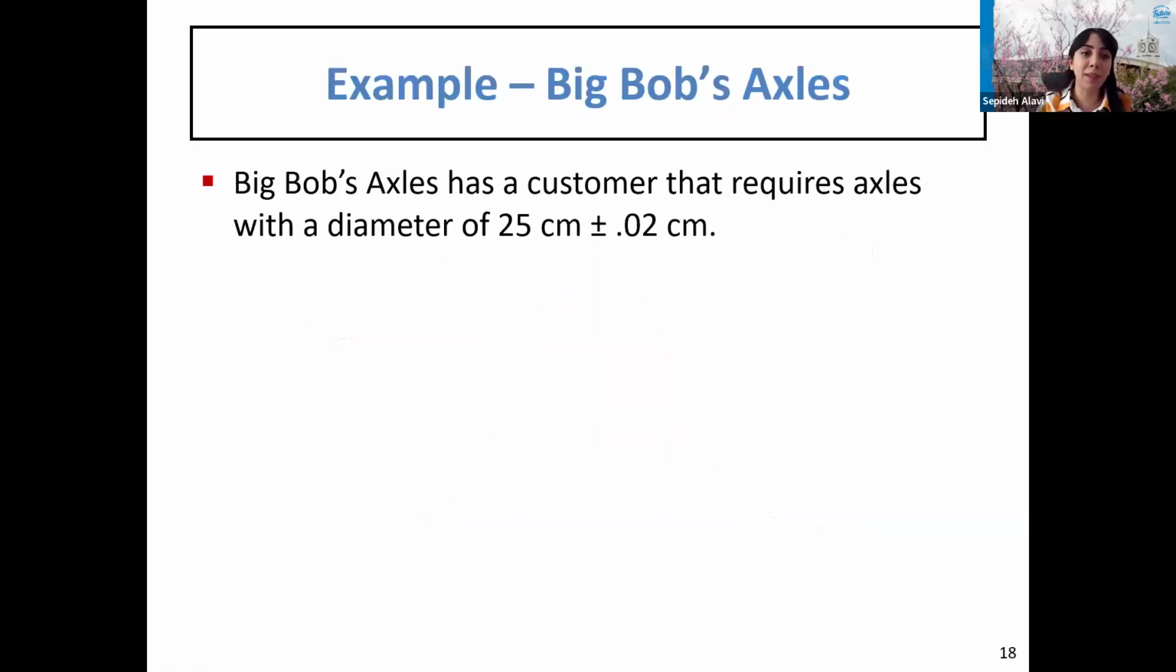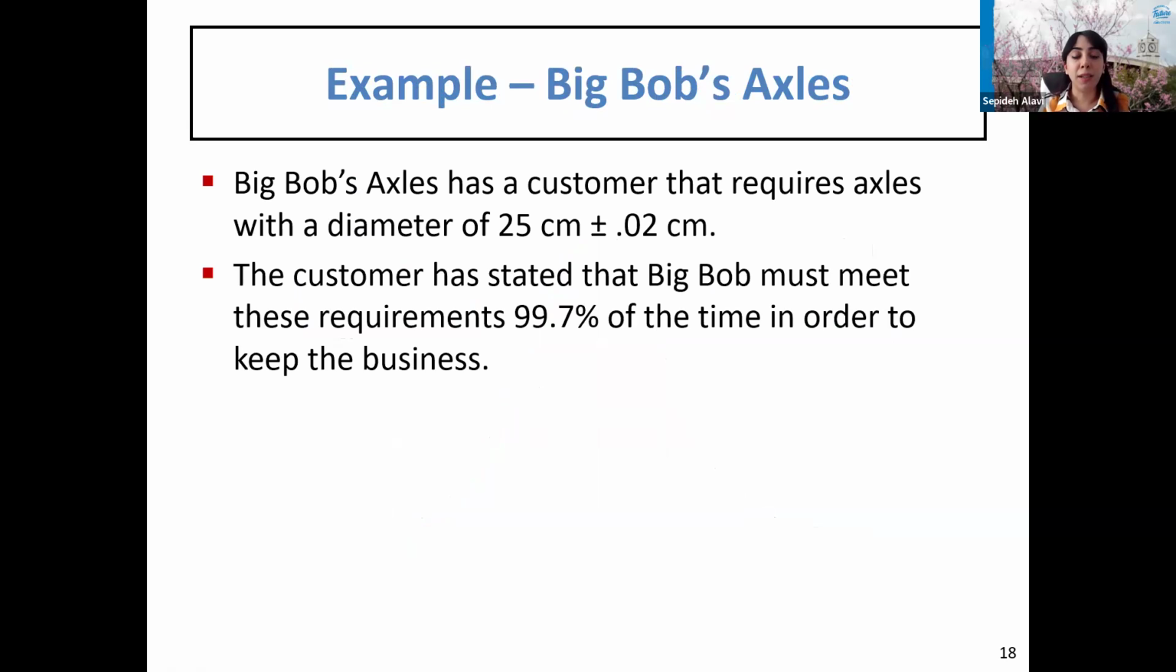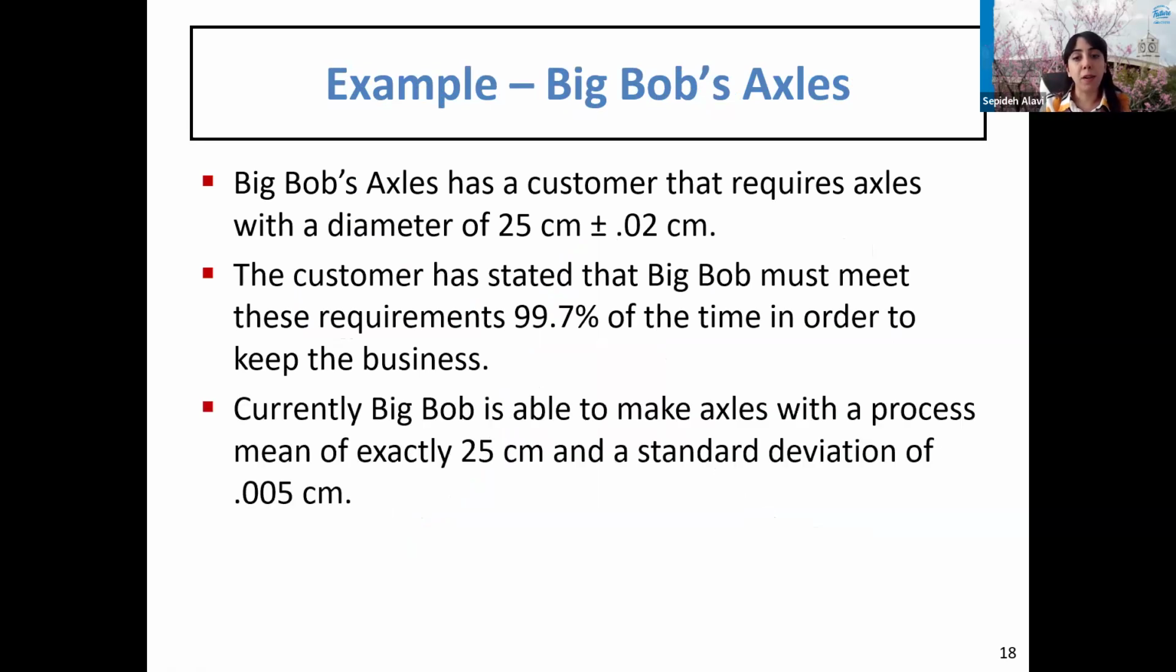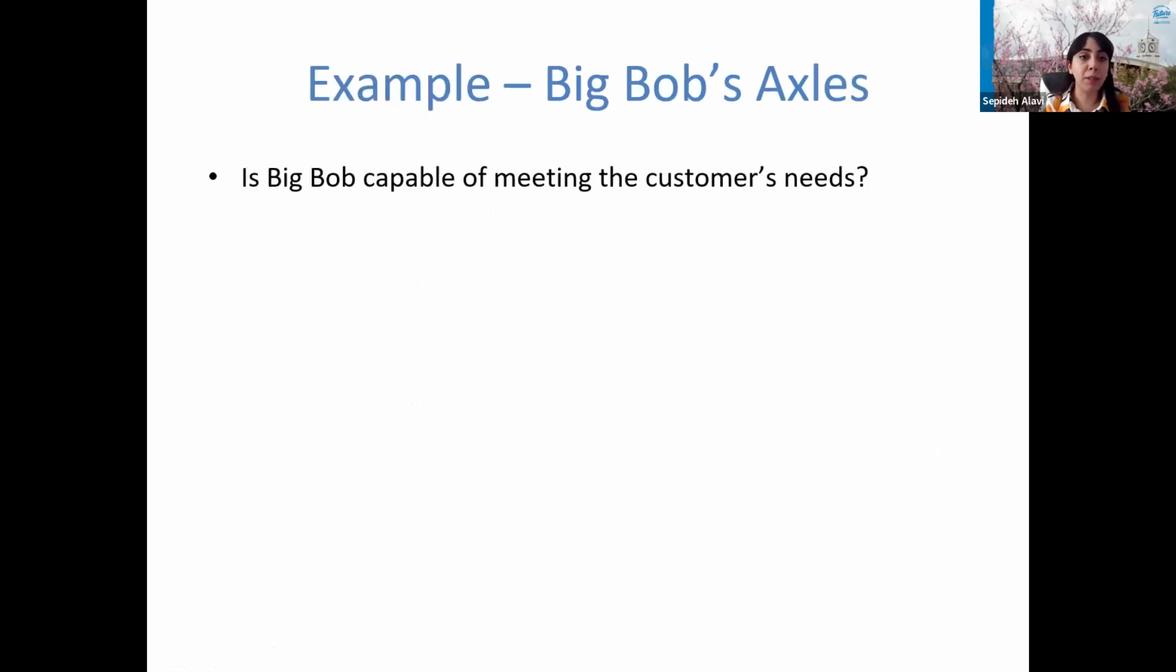Let's take a look at an example. Big Bob's Axles has a customer that requires axles with a diameter of 25 centimeters plus or minus 0.02 centimeter. The customer has stated that Big Bob must meet these requirements 99.7% of the time to keep the business. They are able to make the axles with a process mean of exactly 25 centimeters, which we see here, and a standard deviation of 0.005 centimeter. So what is the process capability ratio? In other words, is Big Bob capable of meeting the customer needs?